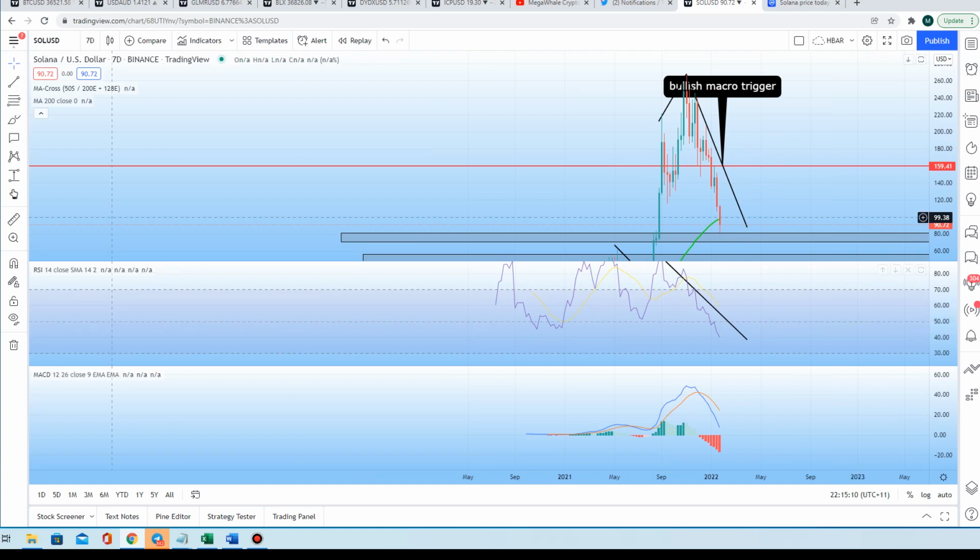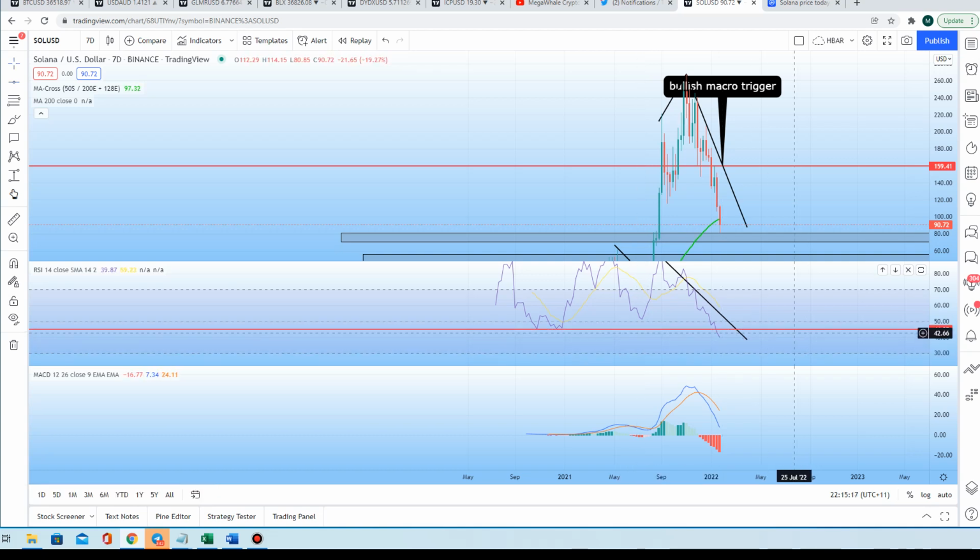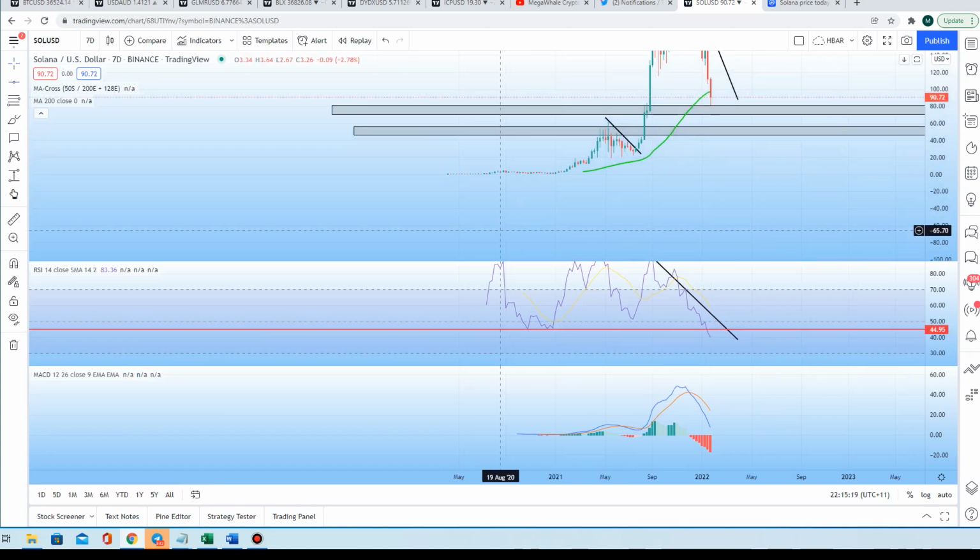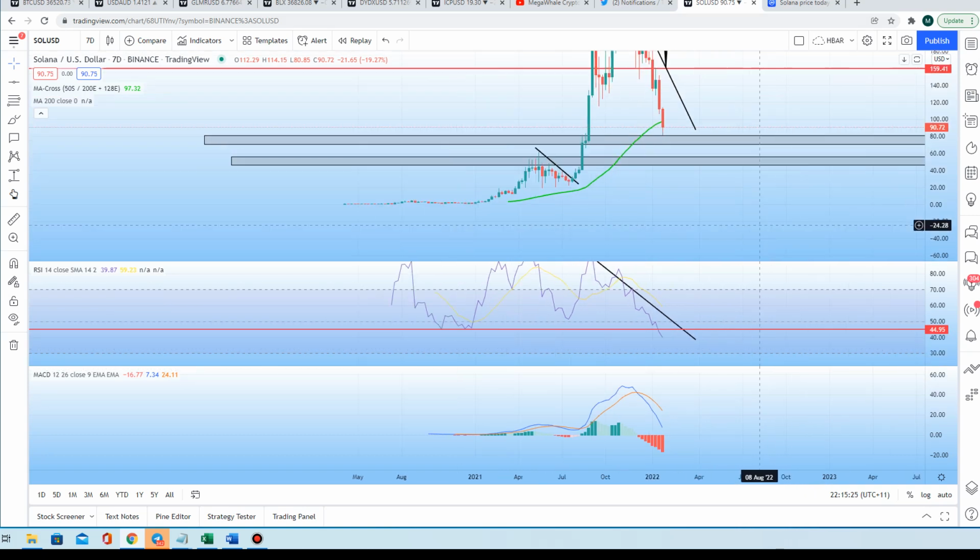On the 7-day chart, we are on new lows on RSI. This is quite an important thing to think about. We are actually on new lows here for the RSI. We haven't been below 44 on RSI since inception on this Binance chart. We can see we are now currently ranging at around 40. So how low can this go? It can definitely go lower.